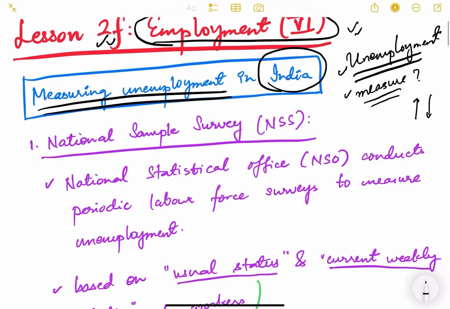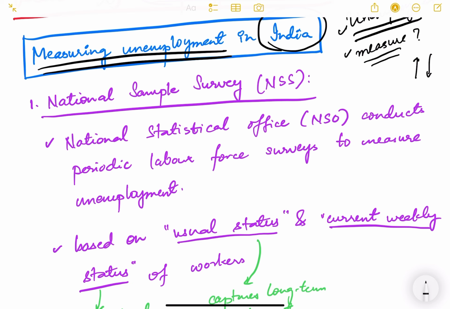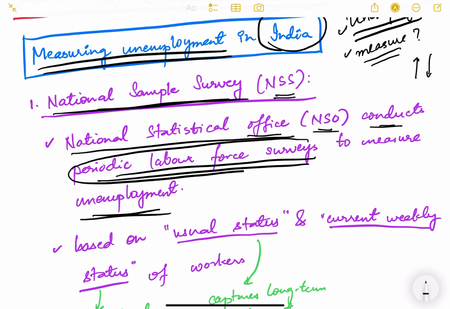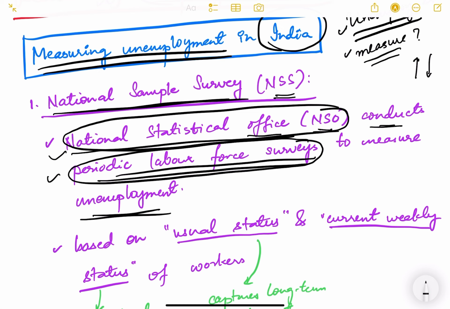Let us see. The first one is through the National Sample Survey, NSS. The National Sample Survey is conducted by the National Statistics Office, NSO, which conducts periodic labor force surveys to measure unemployment. So keep these two things in mind: periodic labor force survey and National Statistical Office. You may need to learn these two terms by heart because they might be useful to you. PLFS, which is periodic labor force surveys.